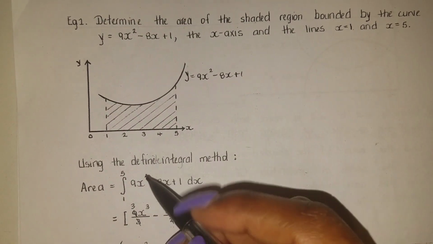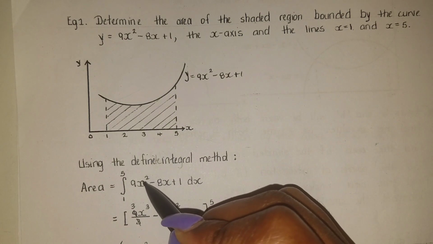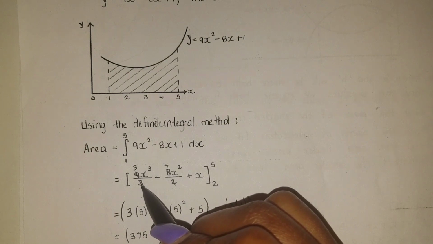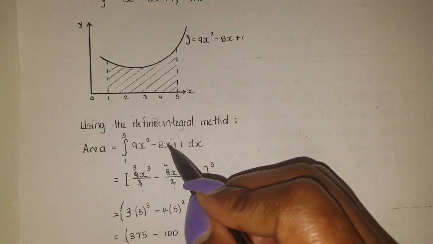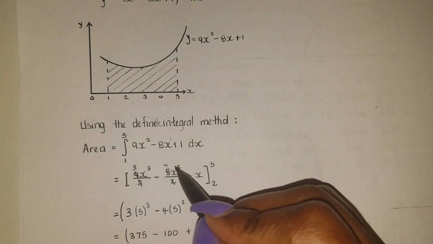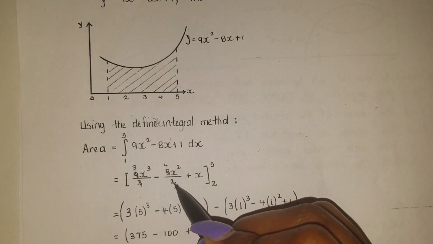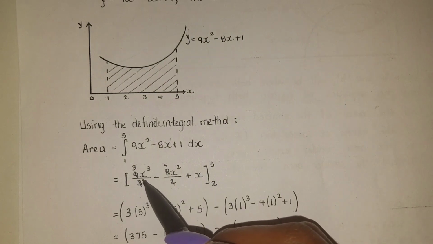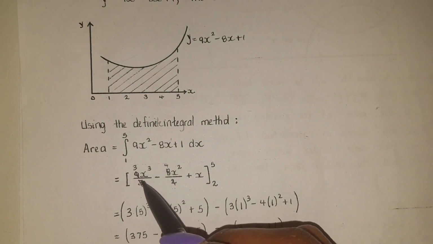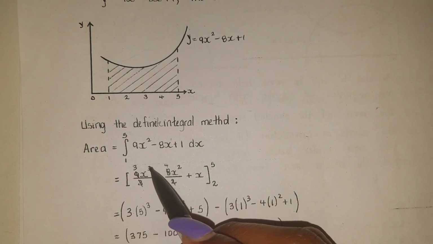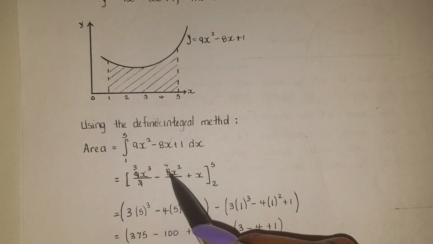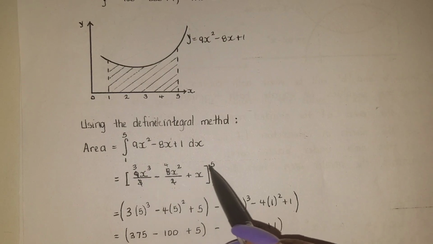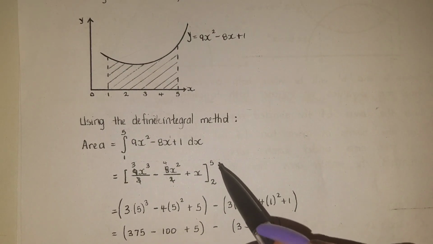So let's integrate. We add 1 to a power of 2 to get 3. Divide by that 3. Here x already has a power of 1, so when I add 1 to it, I get 2 and divide by 2. And if I integrate 1, I simply get x. So now, the function I'm left with when it's simplified is 3x cubed minus 4x squared plus x. And this is the function I'm going to plug my limits into.